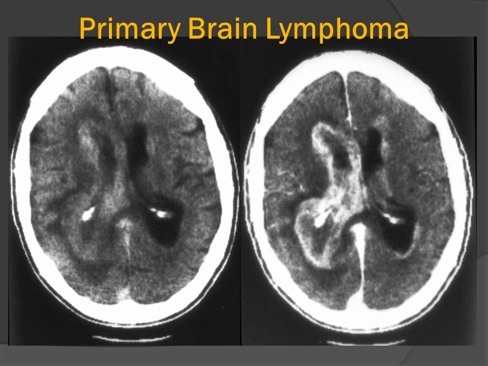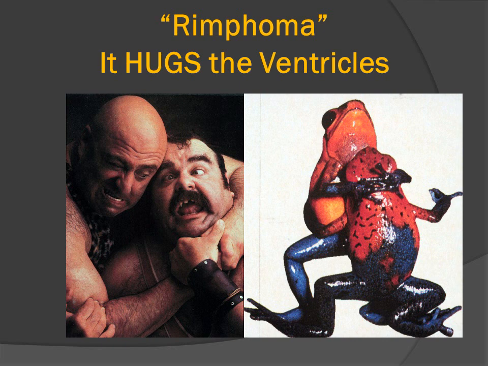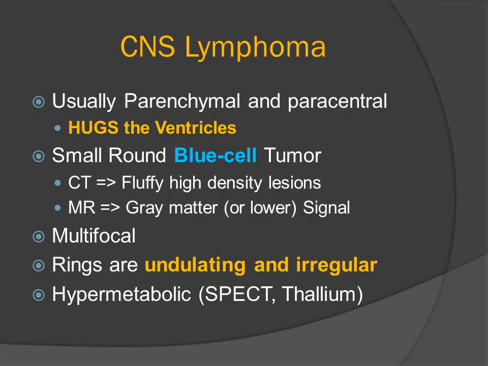Primary CNS lymphoma tends to involve the periventricular area. In this example, we can see abnormal hyperattenuation surrounding the right lateral ventricle and corresponding abnormal periventricular enhancement after iodinated contrast material is given. And so we want to remember this appearance of a lesion that is hugging or surrounding the ventricle. One of my colleagues calls this lymphoma because it forms a rim around the ventricular system. So CNS lymphoma is usually parenchymal, paracentral, hugging the ventricles.